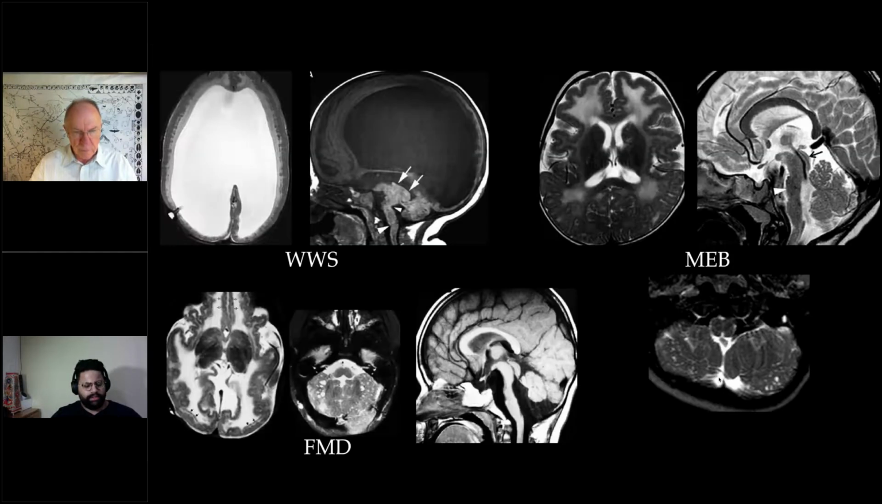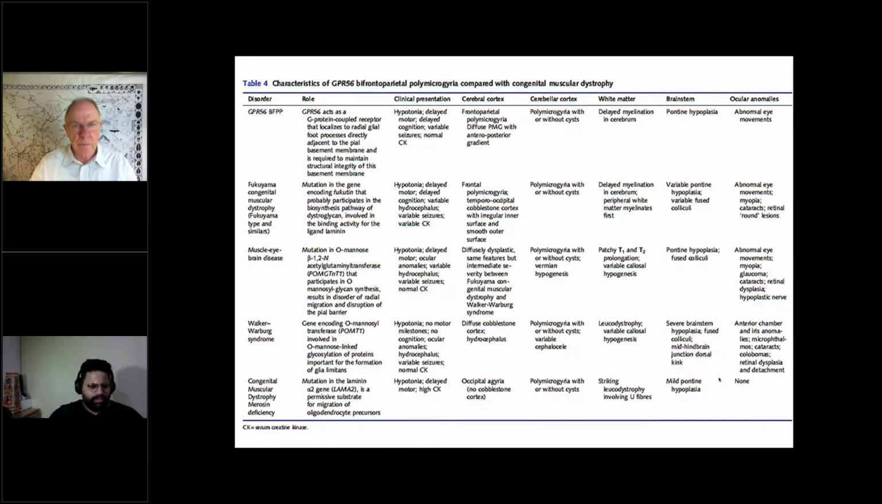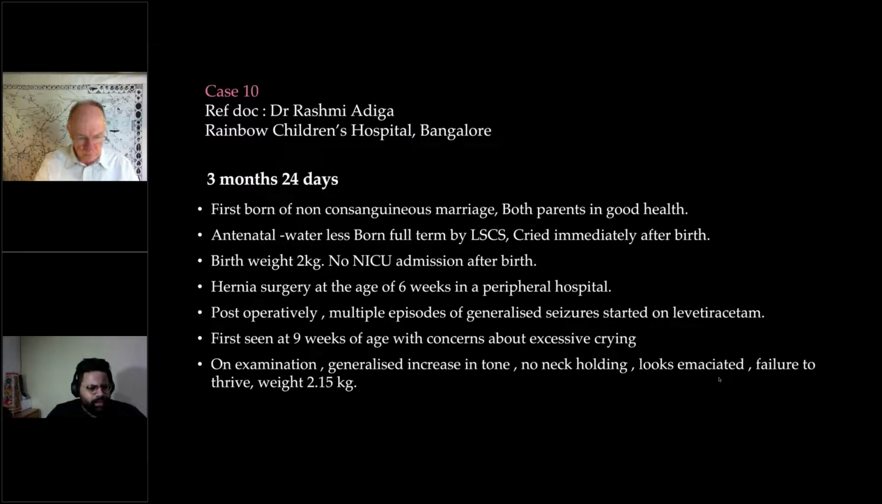We'll skip these. Case 10 is from Dr. Rashmi. It's a 3-month-old child, 24 days, first born to a non-consanguineous marriage. Both parents are in good health. Antenatally, the mother had reduced amniotic fluid. The child was born full term by LSCS and cried immediately after birth. Birth weight was 2 kg, no NICU admission. The child had hernia surgery at 6 weeks in a peripheral hospital. Post-operatively, there were multiple generalized seizures and the child was started on levetiracetam.